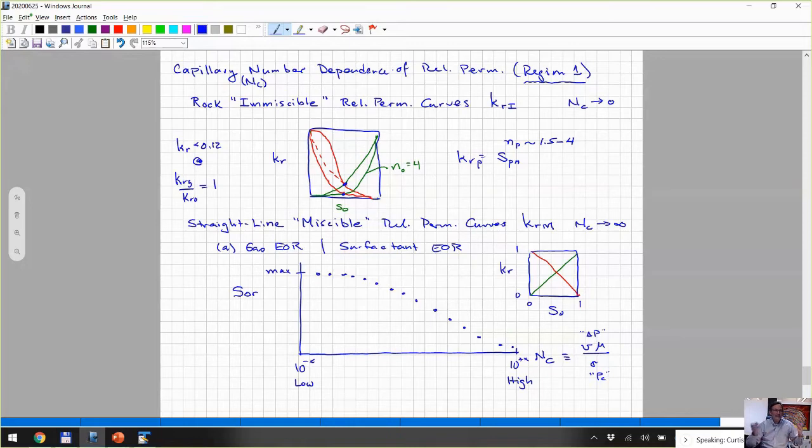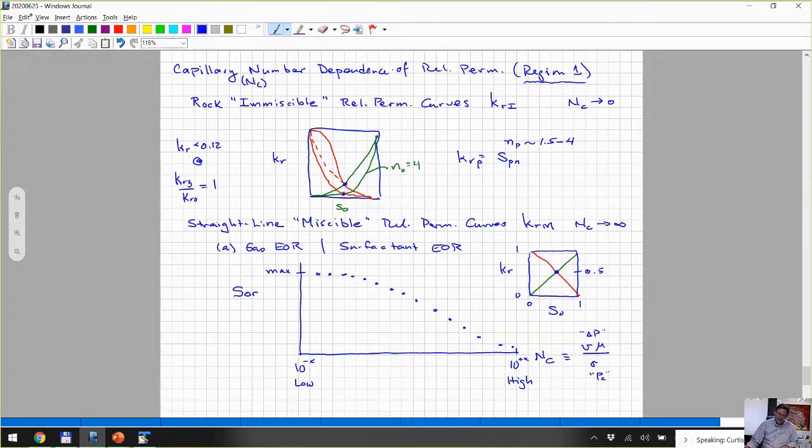So the rock curve, this is what you normally would have. And of course, the crossing point here is essentially 0.5. Okay?